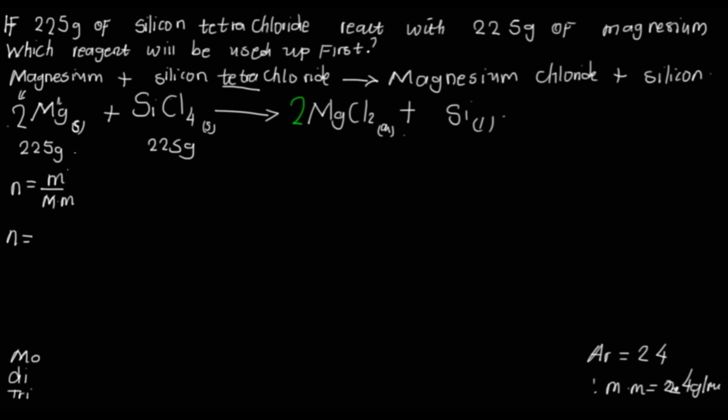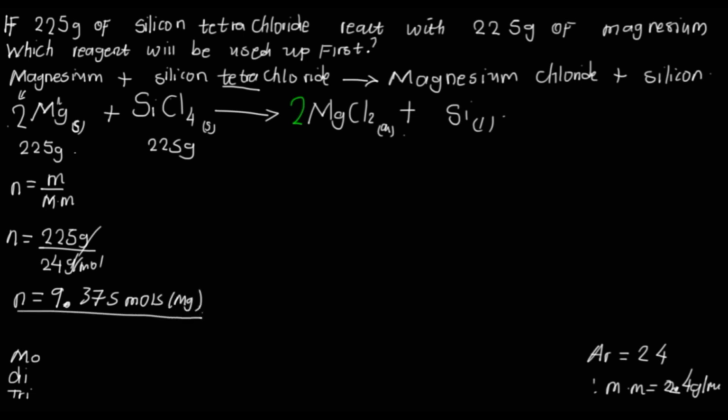So now let's substitute where there is mass. We have said that the mass for magnesium is 225 over the molar mass, 24 grams per mole. So we need to divide 24 into 225. This will give us 9.375 moles. So these are the moles of magnesium metal.